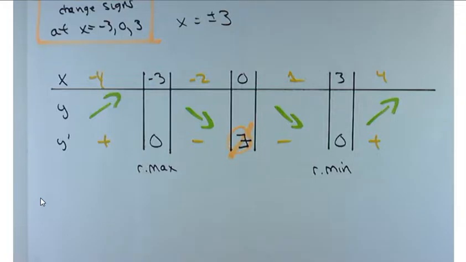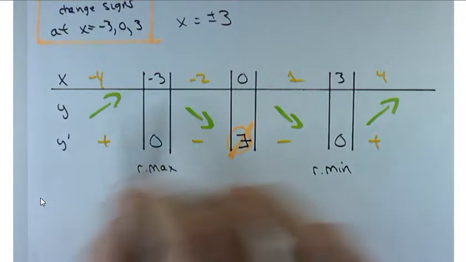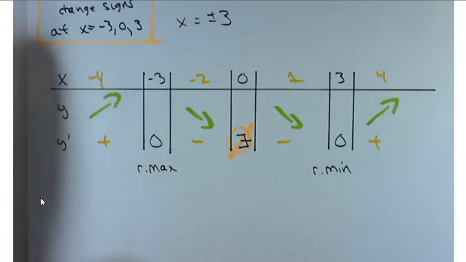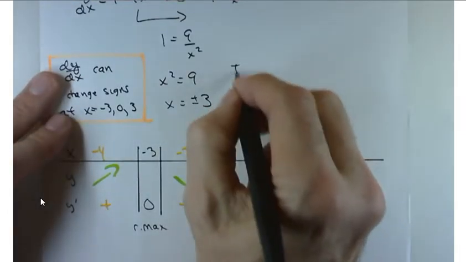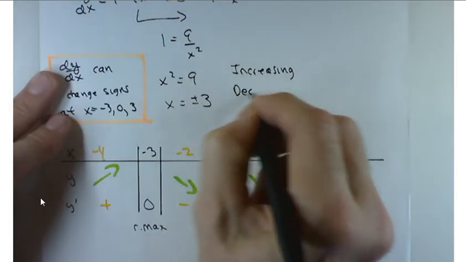It's not an absolute minimum because I'm not guaranteed that this doesn't go below here or that it doesn't go above what happens at negative 3. Overall, let's see if we can summarize though. Overall, let's figure out where it's increasing and decreasing.